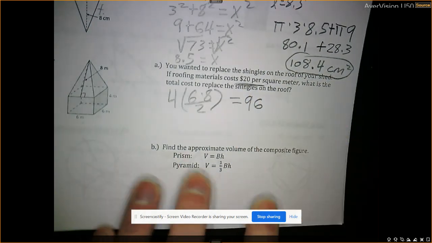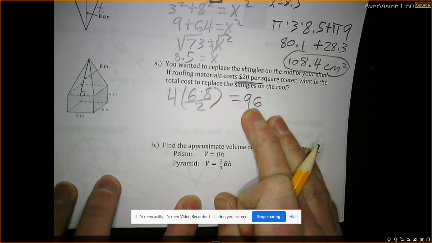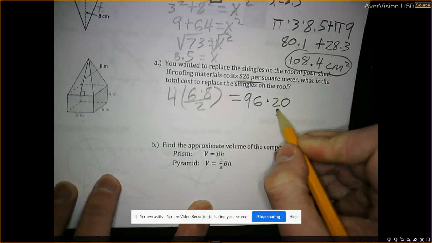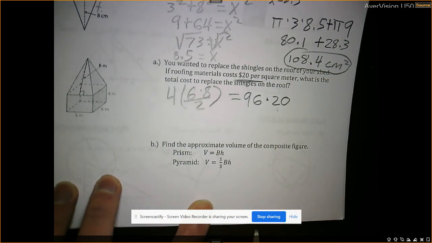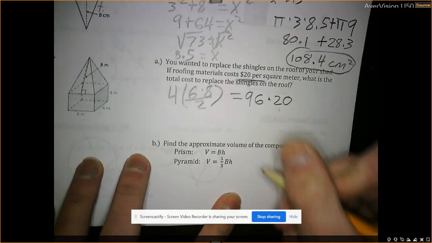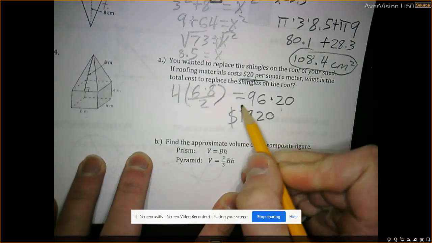And lastly, realize what it's saying. It's $20 per square meter. It's 96 total square meters on the roof. So lastly, to find out how much this is going to cost, we have to multiply it by the 20 per square meter. So 96 times 20 gets us the final answer of 1920. And we're talking dollars now.